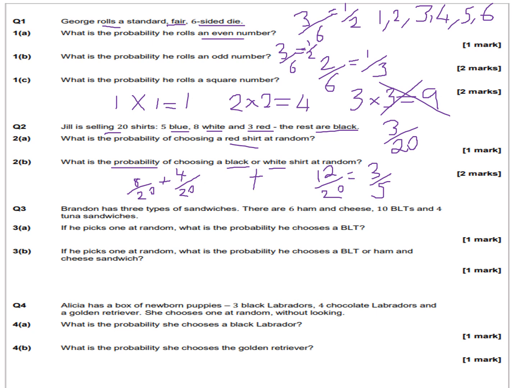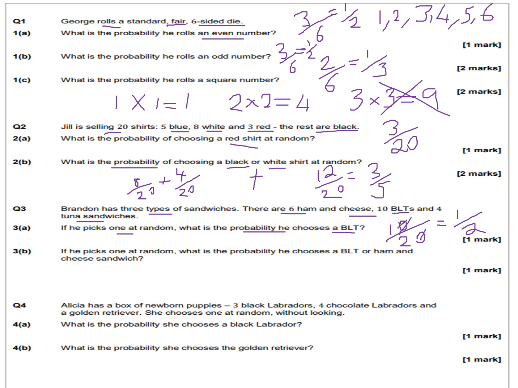Okay, question number 3. Brandon has 3 types of sandwiches. There are 6 ham and cheese, 10 BLTs, and 4 tuna sandwiches. If he picks one at random, what is the probability that he chooses a BLT? That'll be 10 out of a possible 6 plus 10 plus 4, so that'll be 20. So 10/20, which simplifies to 1/2. Divide top and bottom by 10, or just knock off a 0.